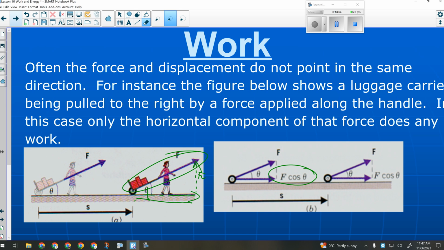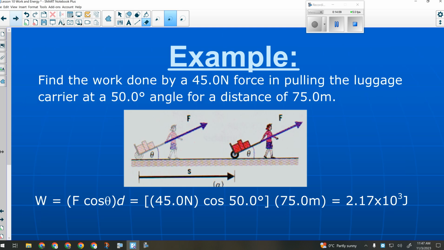So the big thing here is not so much that you learn to use that formula, but that you recognize you can have a force, but not all of it does work. Only the part of it that results in motion, or is parallel to the motion, is going to actually do work. So we could have an example like this one. Let's say that force is 45 newtons. This angle here is 30 degrees. And I pull the suitcase for 75 meters.